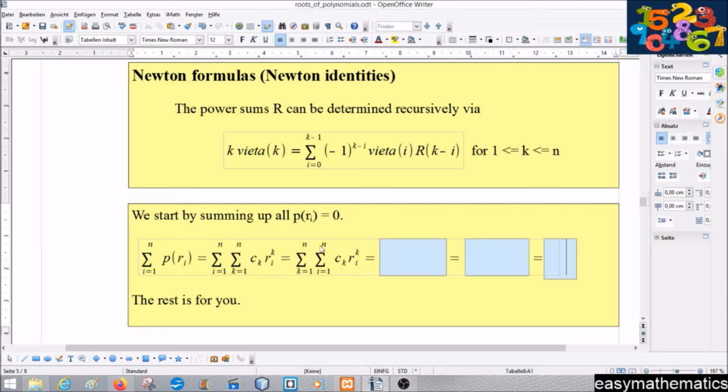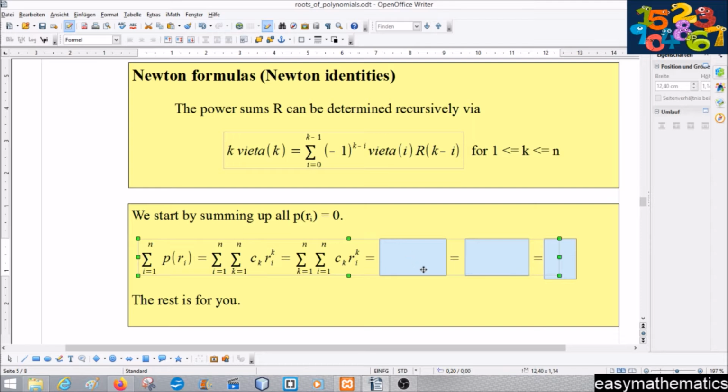And why do we do that? Now the inner sum is not depending on k, so we can factor out the ck, okay?